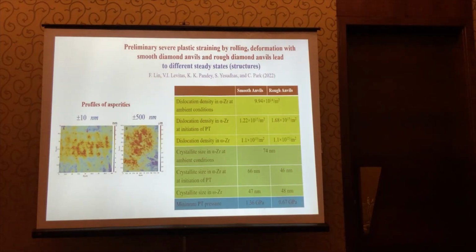Also what is important is that rough diamond and smooth diamond produce different steady states. For rough diamond, dislocation density is higher, grain size is smaller, and that is why we were able to reduce phase transition pressure by a factor of 2. This also has an important consequence: rough diamond changes the character of plastic flow and something in phase transition. We don't know what, but it produces significant changes.